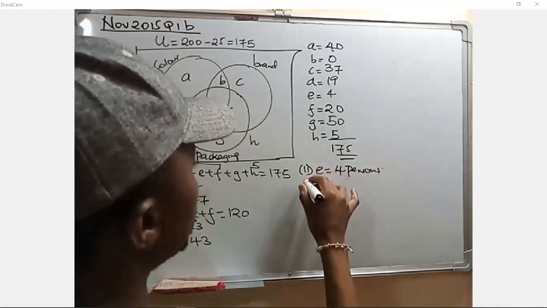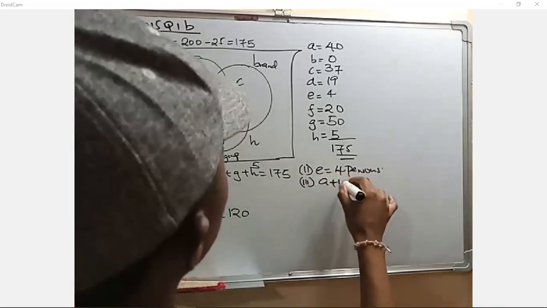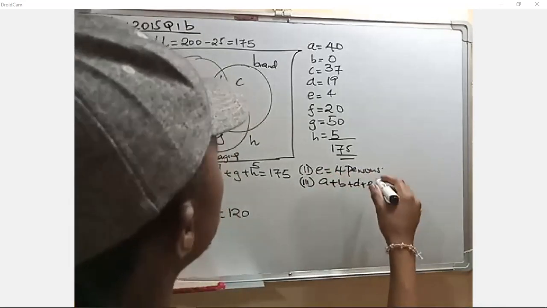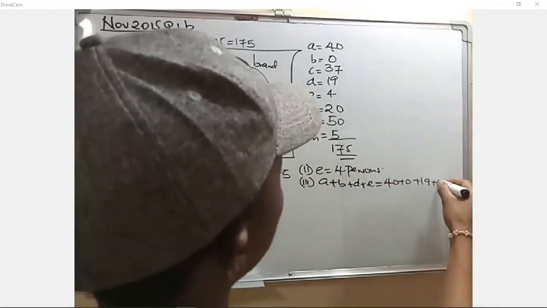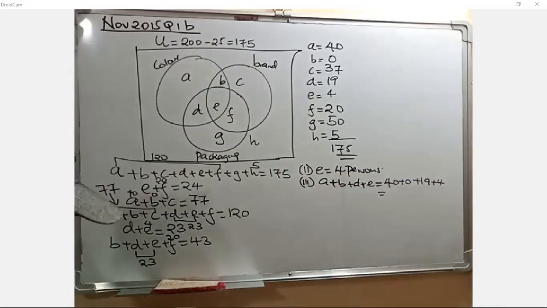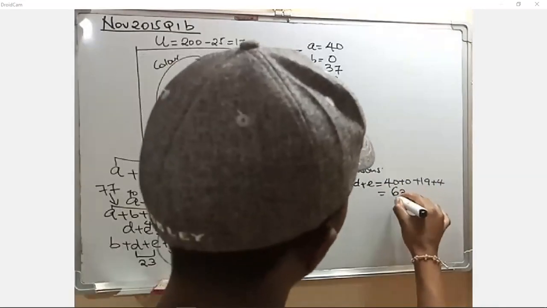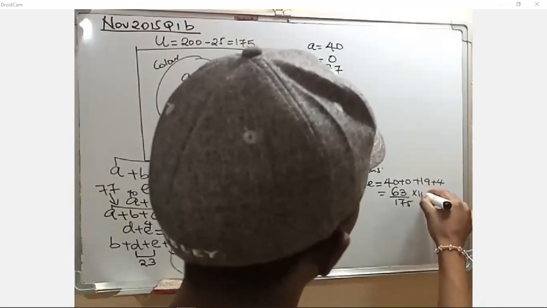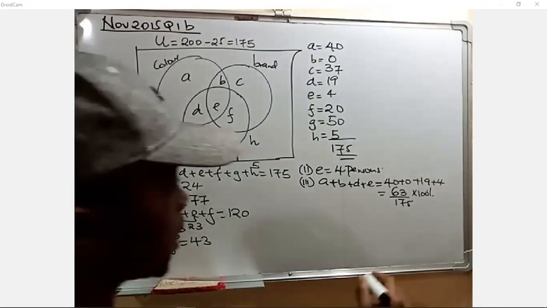Now, number 3, the examiner is asking the proportion of persons that like the color. When you look at the color, we talk about A plus B plus D plus E. In this case, our A is 40 plus 0 plus our D, which is 19, and our E is 4. So 19 plus 4 plus 40 we are getting 63. You divide by 175 times 100%. Divide by 175, we get 36%.